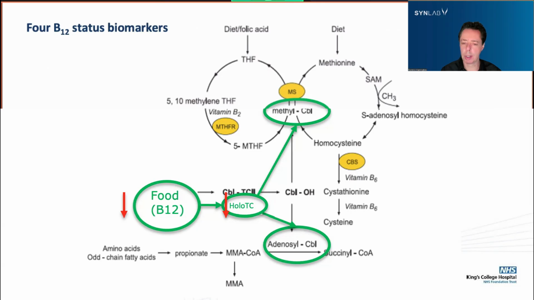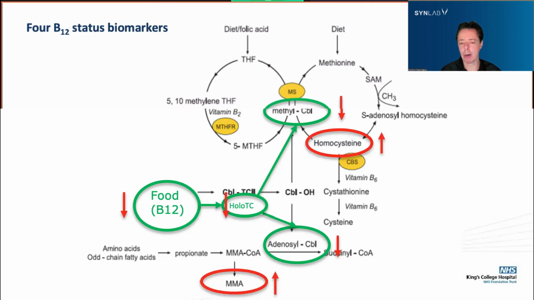And helpfully, the enzymes who no longer have enough B12 to function will start to work suboptimally, but they will send us out, if you like, a biochemical distress signal to say something's not right. So for methylcobalamin, it will tell us by us seeing a higher concentration of homocysteine. And for the adenosylcobalamin, we know that that enzyme is not working properly because we start to see an increase in methylmalonic acid, also known as MMA.